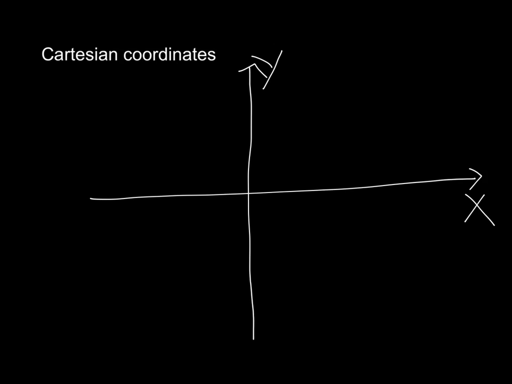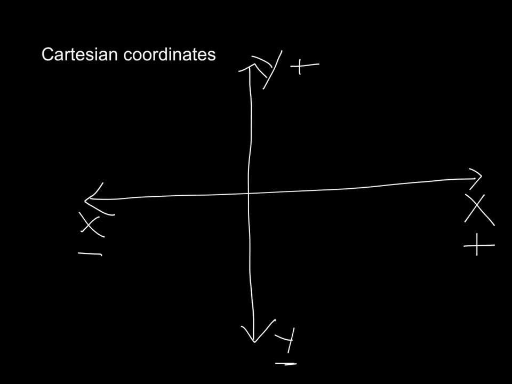For example, if we look at the x-axis, moving towards the right, x becomes positive. Moving towards the left, x becomes negative. Likewise, we have positive y up here and negative y down there.